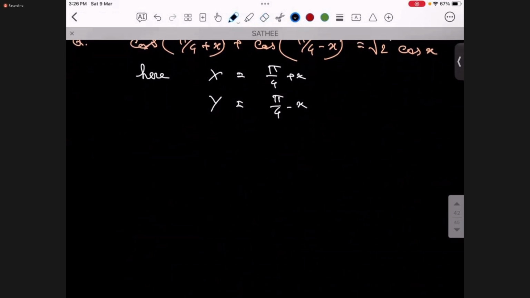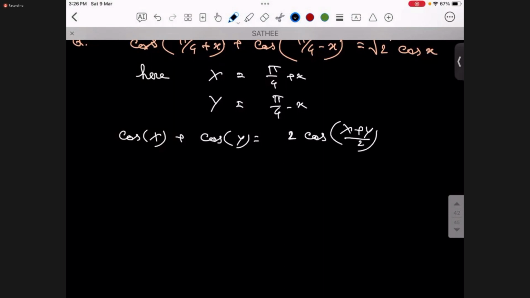And what is the given term? Cos x plus cos y. What is the formula? 2 into cos (x plus y) by 2 into cos (x minus y) by 2. Okay, so just put the value of x and y on both the left hand side and right hand side. So what will we obtain?